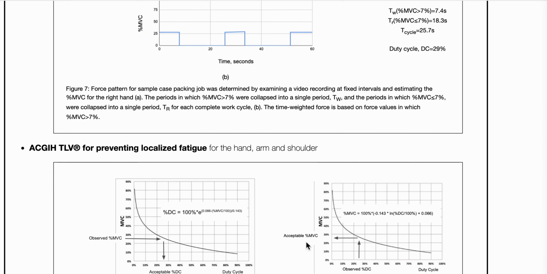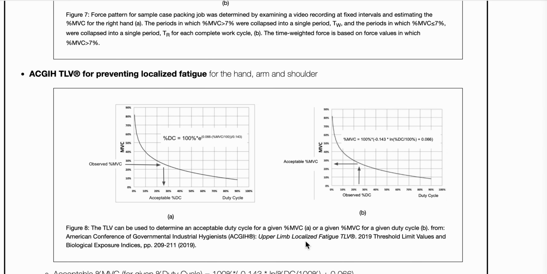So be patient. Now, in the same way that we had fatigue curves for static exertions, we have fatigue curves for intermittent exertions. But instead of having endurance, we've got percent duty cycle. And what we have is percent MVC versus percent duty cycle. And as you might expect, as the percent MVC increases, the acceptable duty cycle decreases, or vice versa.